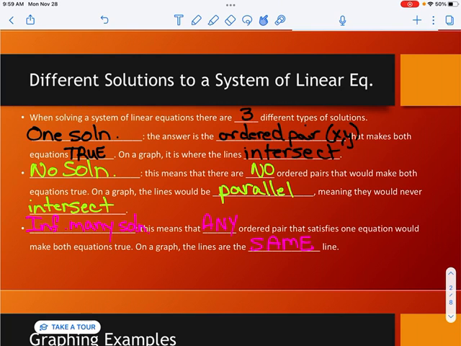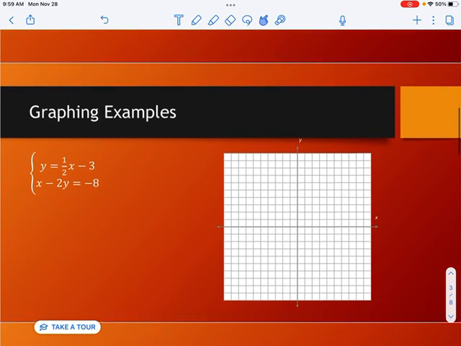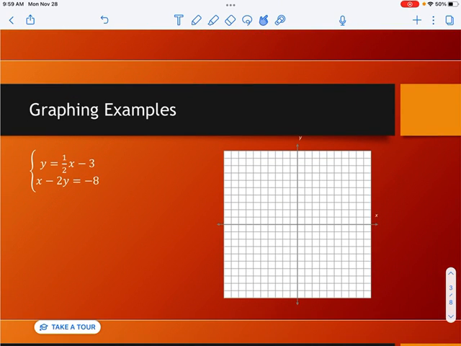So the two new ones that we have are no solution, meaning my lines are parallel, they would never intersect, and there's no ordered pair that makes them true. Or infinitely many solutions, which means that any ordered pair that satisfies one equation would automatically satisfy the other, and on the graph, the lines are the same line. That does not mean that we don't still have our one solution answers. We just graph them, or solve them, the way that we have been. These are just special ones that show up.